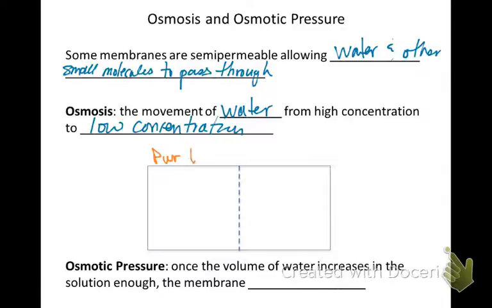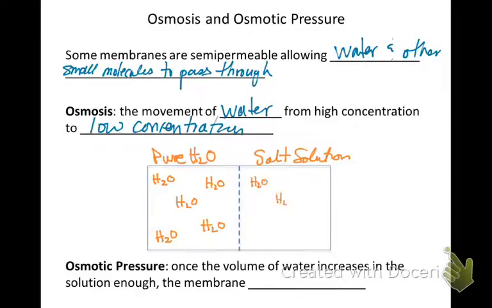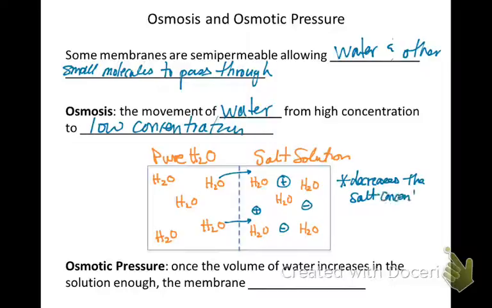And osmosis relies on this because it's the movement of water from high concentration to low concentration through one of these membranes. So what we see here is on the left we've drawn pure water. On the right we're drawing salt solution with some ions. In between, the dashed line represents the semi-permeable membrane. We then see, based on what we understand about osmosis, that it's the movement of water from high concentration to low concentration. Of course, the higher concentration is in the more pure water.